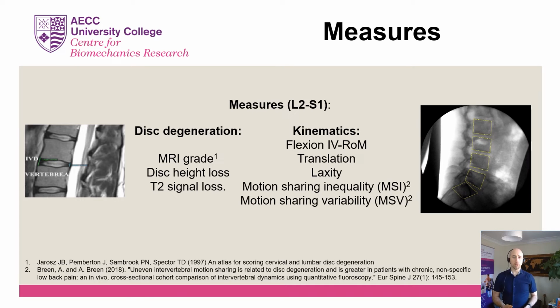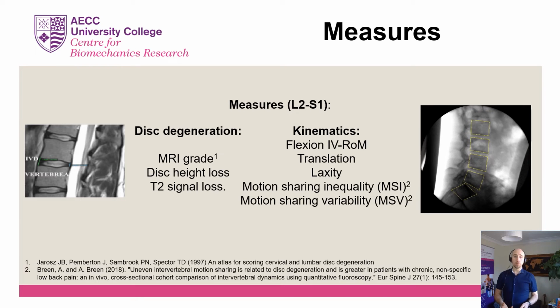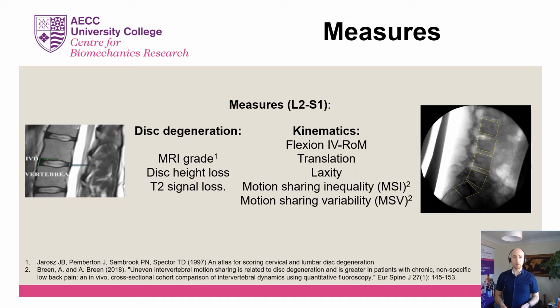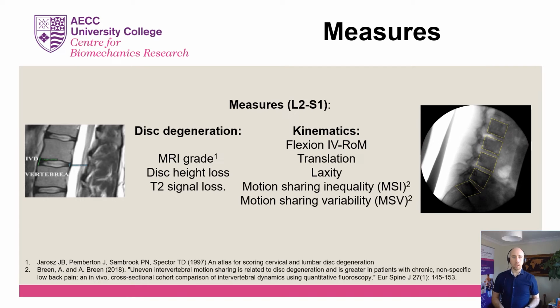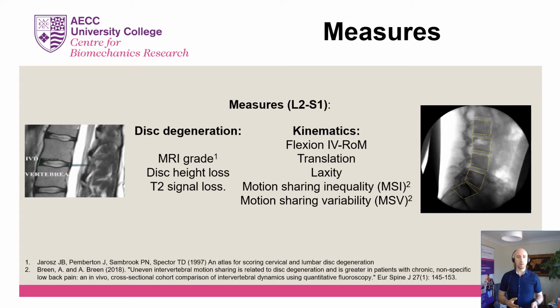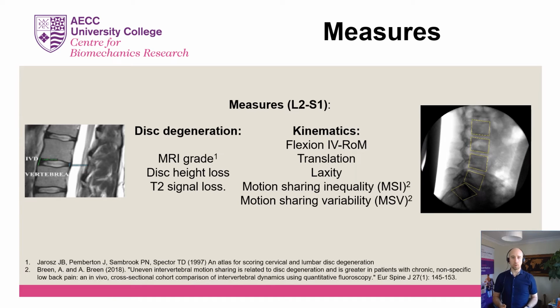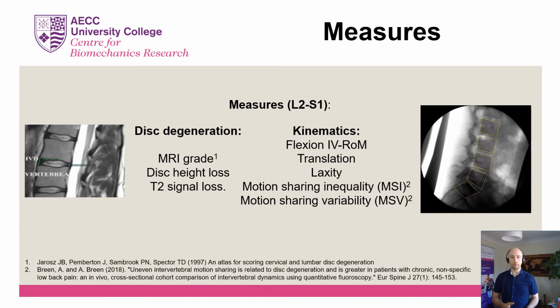Intervertebral range of motion and translation are traditional measures of spine kinematics. Laxity is an expression of the neutral zone that we can establish from the fluoroscopy. And motion sharing inequality and variability are expressions of how motion is proportioned across the spine during a bend, and have recently been considered as mechanical biomarkers for chronic non-specific low back pain.